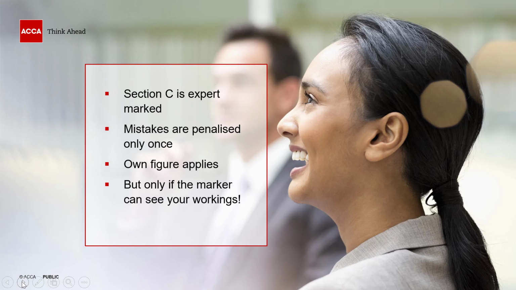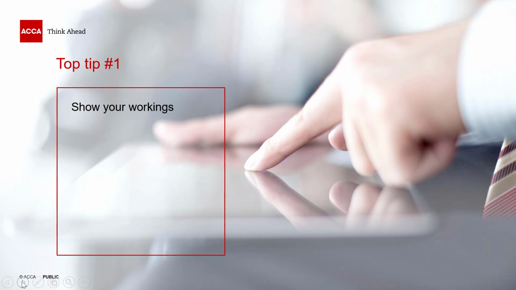You can get full marks for doing the right thing to a wrong number that you have just calculated. For example, if a calculation error was made in arriving at profit after tax, but that incorrect number was placed correctly in the statement of changes in equity, full marks could still be awarded for the statement of changes in equity. So my first top tip is show your workings.